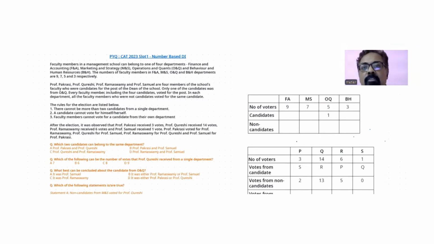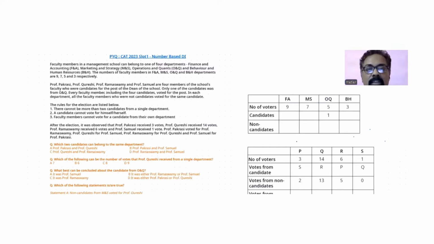Our today's video will be based on a set on LRDI, and the topic we have chosen today is number-based data interpretation. It is part of logical reasoning, where you will be having data like numbers, and you have to go with the analysis of numbers, which will lead to the analysis of other required things in the set. We have picked up a set from a previous CAT paper, CAT 2023 slot 1.